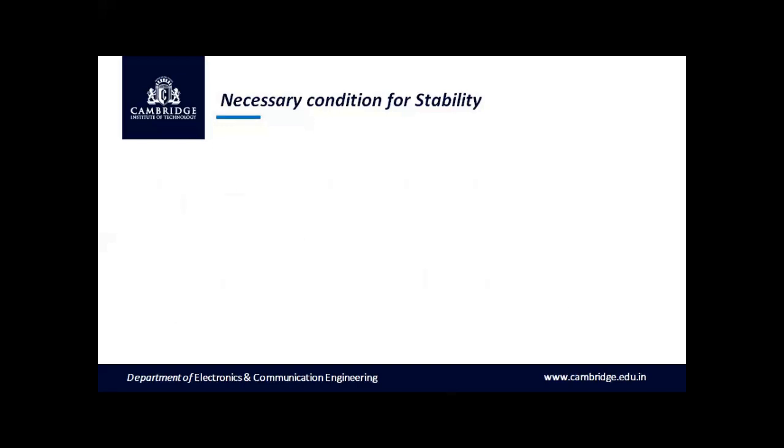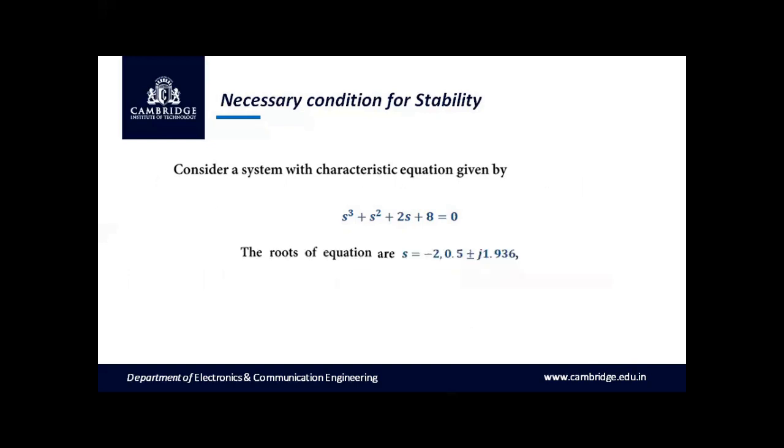Let us take an example. Consider a system with a characteristic equation given by S cube plus S square plus 2S plus 8 is equal to 0. And if I calculate the roots of this equation, we get S is equal to minus 2 and 0.5 plus j 1.936 as well as 0.5 minus j 1.936.